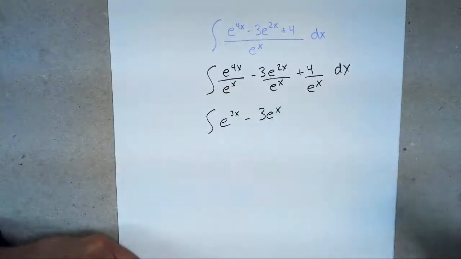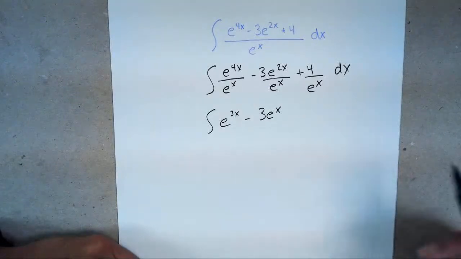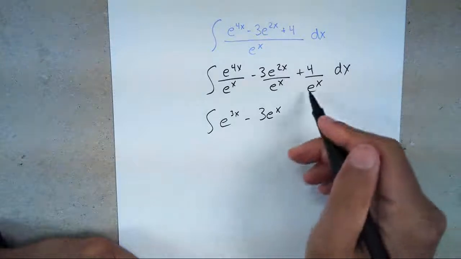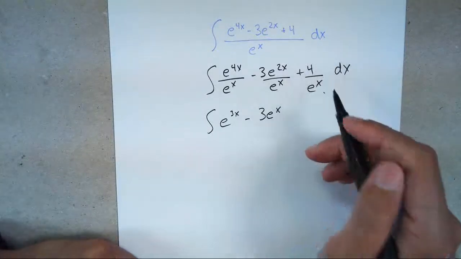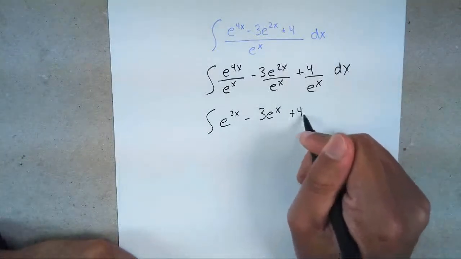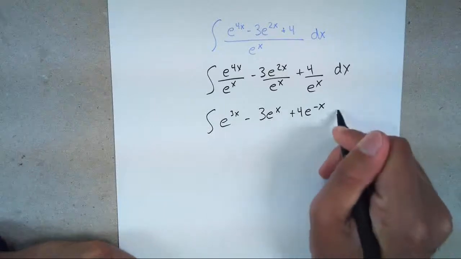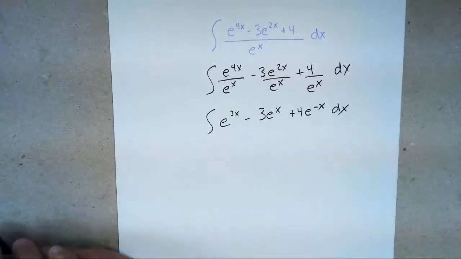But the thing is, I don't really want to work with e to the x on the bottom. Same exact way you couldn't find an antiderivative when x was on the bottom, you can't find an antiderivative when e is on the bottom. So I'm going to go ahead and bring it up. Remember, when you bring it up, the exponent becomes negative. So this becomes 4e to negative x dx.